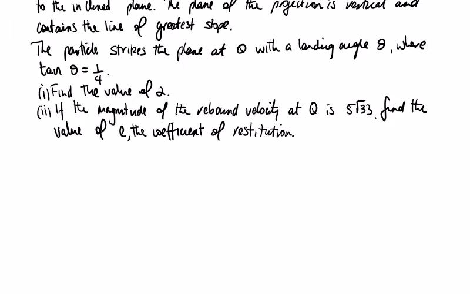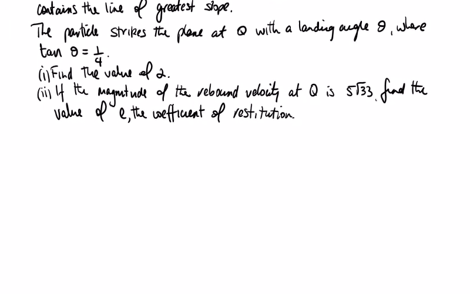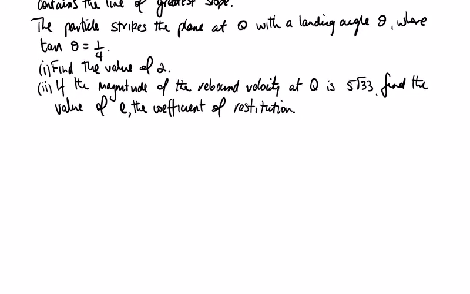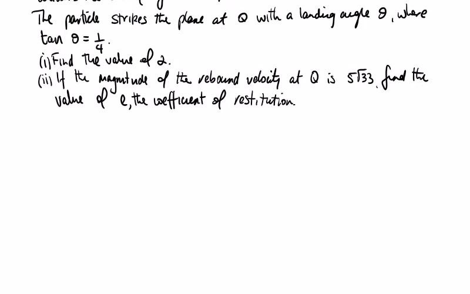these questions. The particle strikes the plane at Q with a landing angle theta, where tan of theta is 1 over 4. Find the value of alpha, and if the magnitude of the rebound velocity at Q is 5 root 33, find the value of e, the coefficient of restitution, and you are given the following diagram. So this is alpha in here, theta in here, and we have tan of theta is 1 over 4.